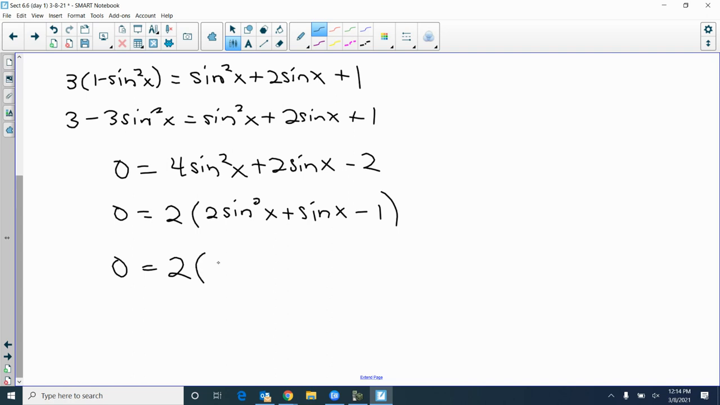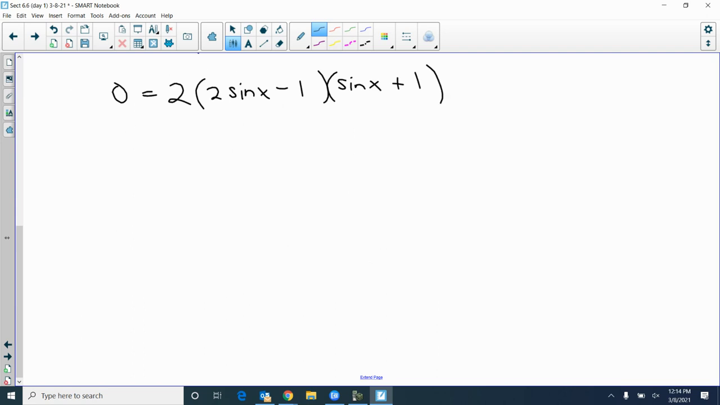What do we get here? I get 2 sine of x minus 1, sine of x plus 1. Let's make sure that's right. All right, now split those up and set them equal to 0. 2 sine of x minus 1 equals 0. Sine of x plus 1 equals 0.